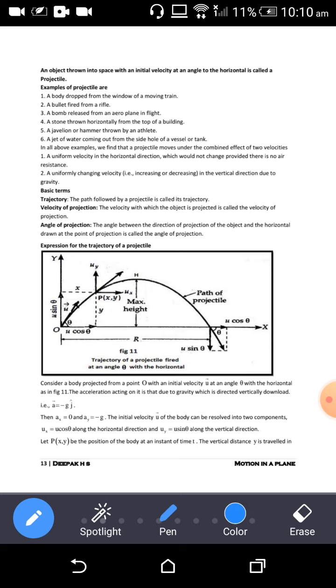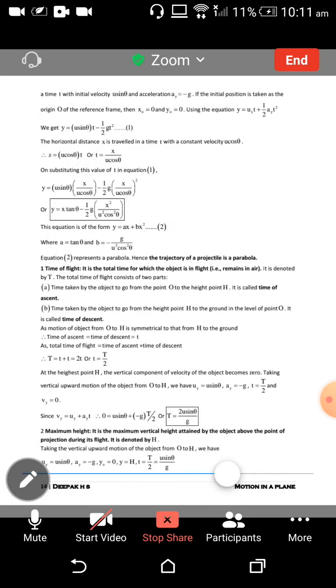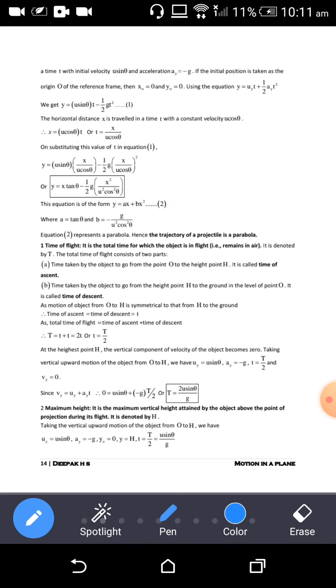Next, let us consider that the vertical distance is y. You can see in the figure here, y is the vertical distance covered. It is the vertical distance traveled by an object in a time interval t with initial velocity u sin theta and acceleration a subscript y equal to minus g.